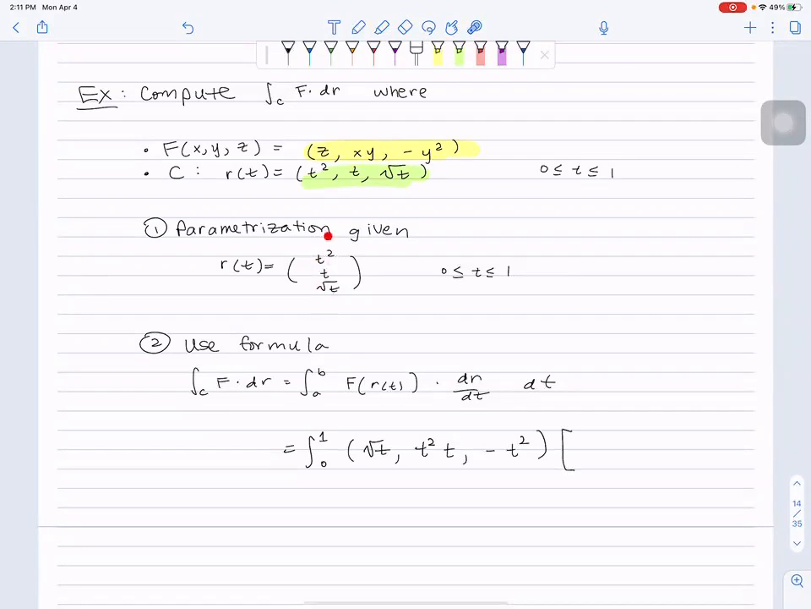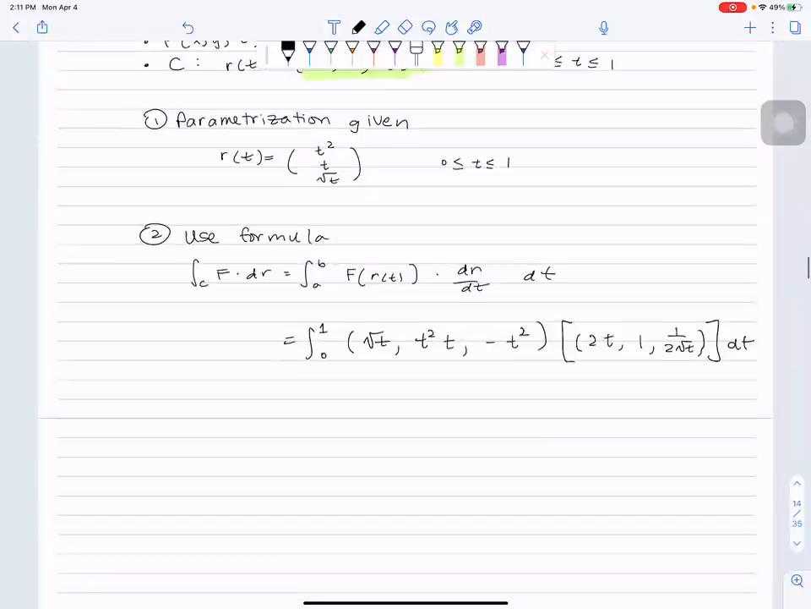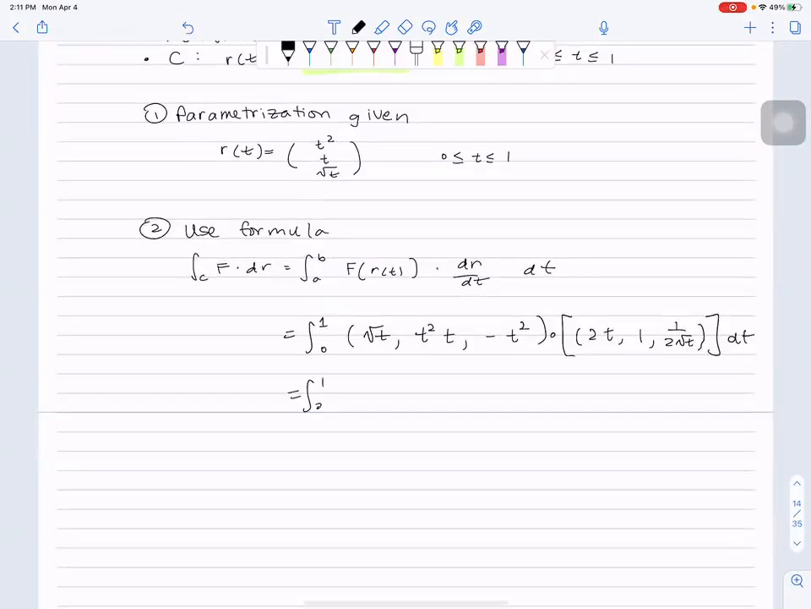Then we take the derivative of our parameterization. That derivative is going to be 2t, 1, and 1 over 2 square root t, dt. And so if we dot product it, we have 2t to the 3 halves plus t cubed minus a half t to the 3 halves dt. Okay, and then you can take the integral as normal to get 17 over 20.